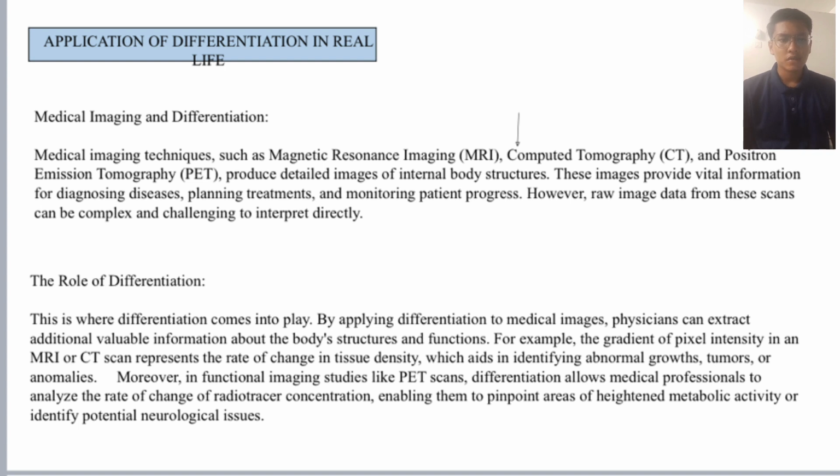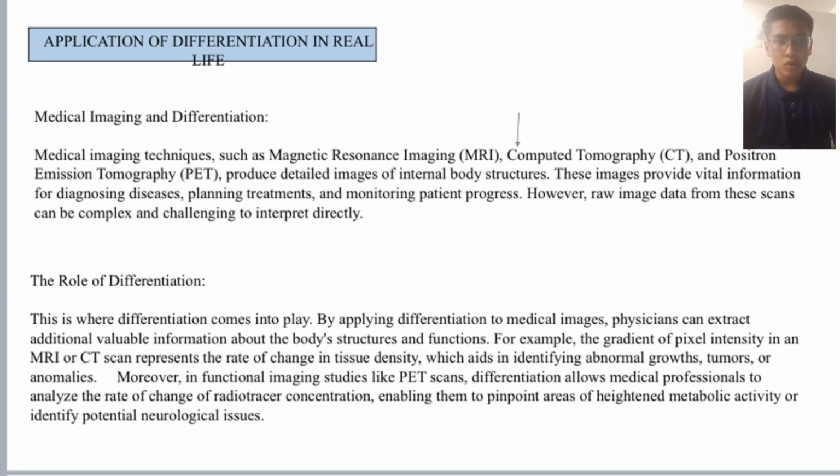Application of differentiation in real life. First is medical imaging and differentiation. Medical imaging techniques such as magnetic resonance imaging, MRI, computed tomography, CT, and positron emission tomography, PET, produce detailed images of internal body structure. These images provide vital information for diagnosing disease, planning treatment, and monitoring patient progress. However, raw image data from these scans can be complex and challenging to interpret directly.